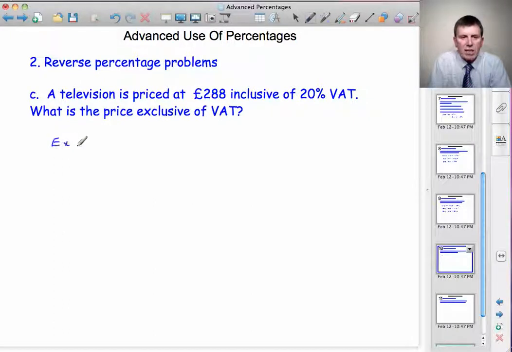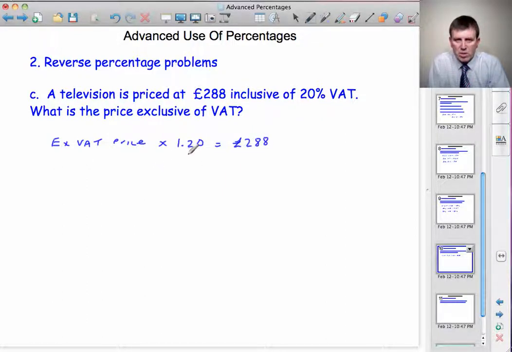The ex-VAT price multiplied by what? Well, 20% was added on, so it was multiplied by 1.20. And that apparently gave £288. Now, to get back to the ex-VAT price, we need to do the opposite of multiply by 1.20, which is divide by 1.20. So it's 288 divided by 1.20 would be equal to the ex-VAT price.